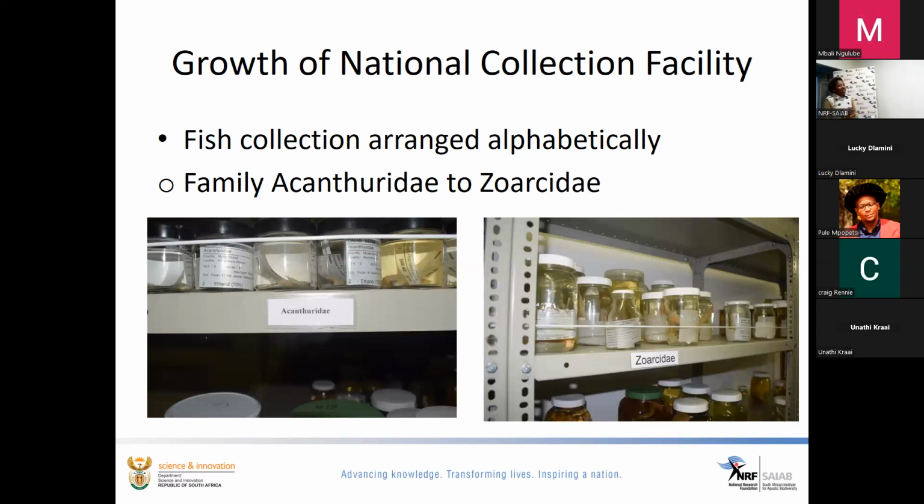Our collection is arranged alphabetically according to family, genus, species, catalog number, and lastly, your jar sizes. It's arranged alphabetically from family Acanthuridae to Zoarcidae.